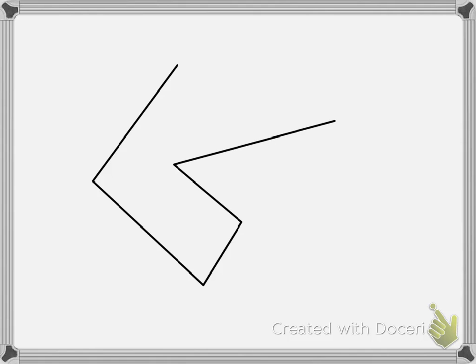Now let me ask you this. What if I gave you this type of figure? Is that a polygon? No. Why? Because it's not closed in. I have line segments, but it's not closed in. Since it's not closed in, it cannot be a polygon. All right?